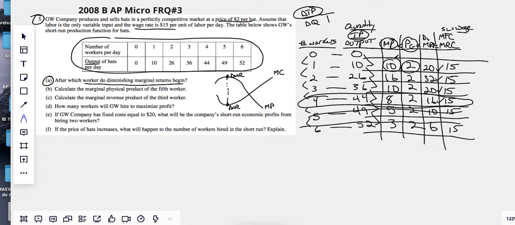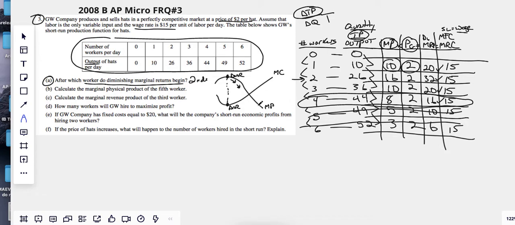Here they're giving you marginal product. It goes from 10 to 16. It looks like that's where it's highest. Marginal product hits the maximum there with the second worker. So let's read it again. After which worker do diminishing marginal returns begin? So after the second worker. Can we say that? I think that'll be okay. So after the second worker, every worker hired after that would produce less and less. And we can see that. The third worker only produced 10, 8, 5, 3.